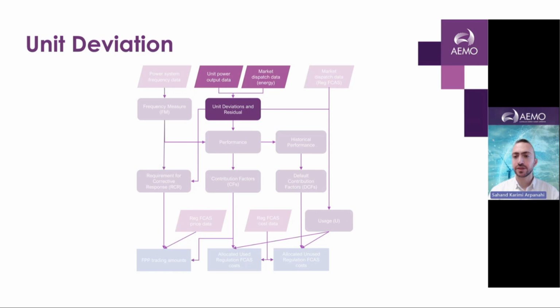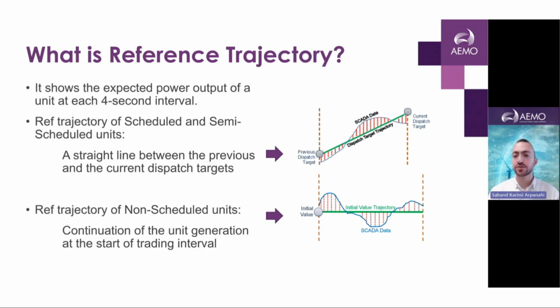An important step in the FPP calculation process is determining the deviations of units. The deviations of each unit are basically the difference between the power output and its expected generation or consumption, which we call reference trajectory. So a unit's reference trajectory shows its expected active power output or consumption.